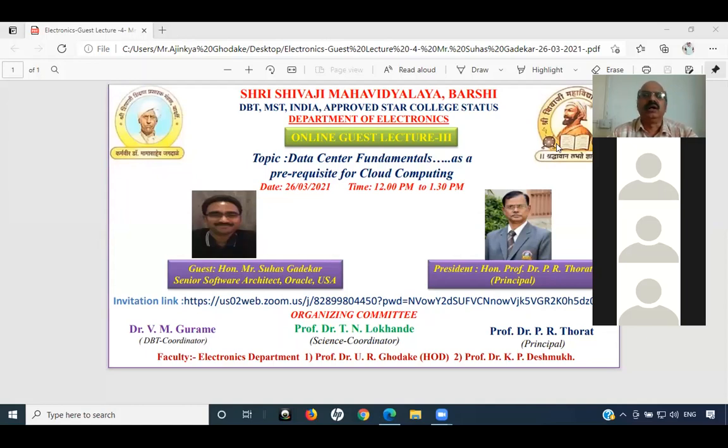We all alumni and the present BSc students must be very happy that our college is one of the top colleges in India, we can say, because only 26 colleges received this grant and Shivaji College is one of them. So I am very happy to share this good thing with you.